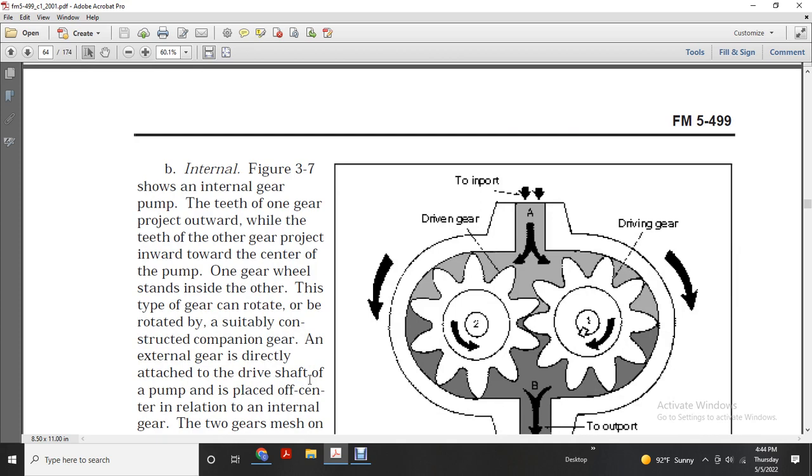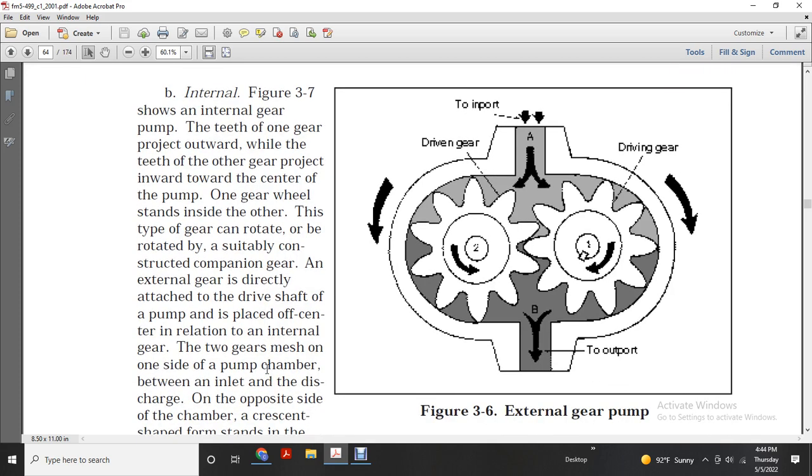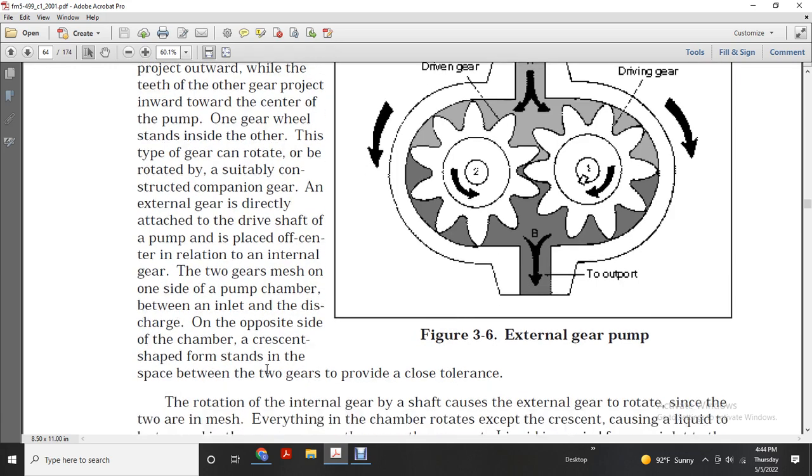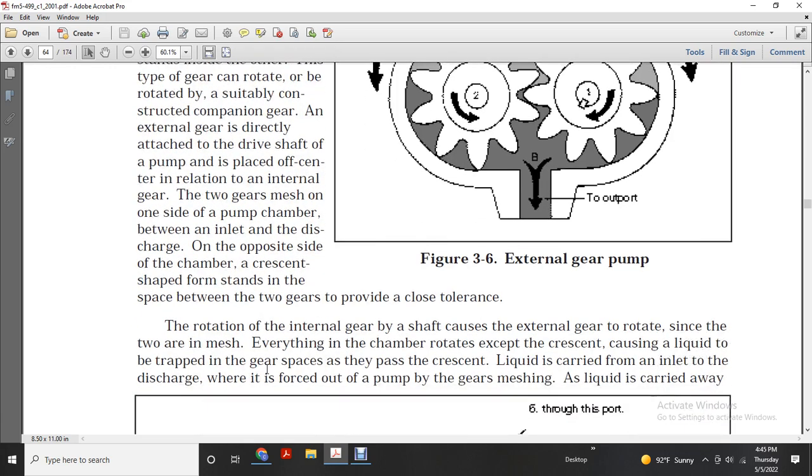Internal. Figure 3.7 shows the internal gear pump. The teeth of one gear project outward, while the teeth of the other gear project inward toward the center of the pump. One gear stands on the inside of the other, and the gears can be rotated suitably. An external gear directly attached to the drive shaft of the pump is placed in the center, in relation to the internal gear, and the two gears mesh on one side of the pump chamber between the inlet and the discharge on the opposite side of the chamber. A crescent-shaped seal stands in the space between the two gears to provide the clearance tolerance.